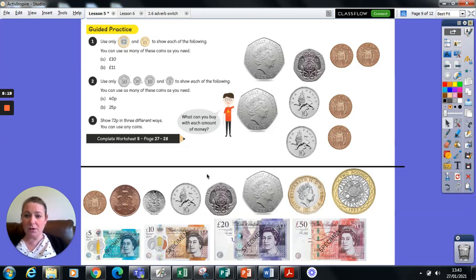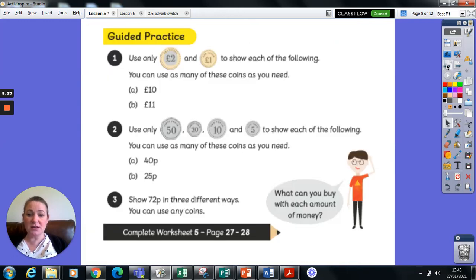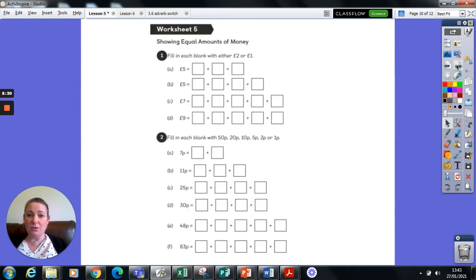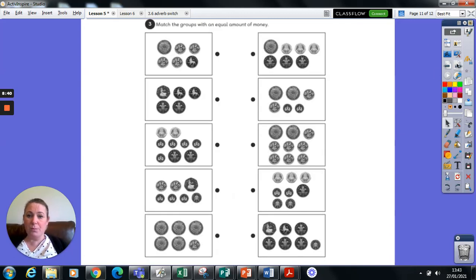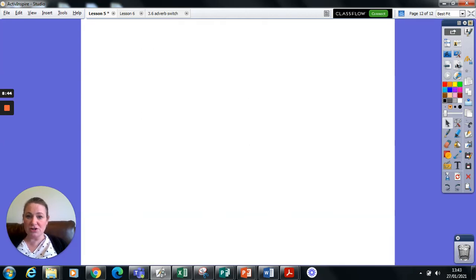When you feel as though you are confident, make a start on the worksheet, which is on pages 27 to 28, and will look like this. Again, some of these may have just the one solution, some of these may have multiple. Pop your answers into the portfolios for us to have a check through later.